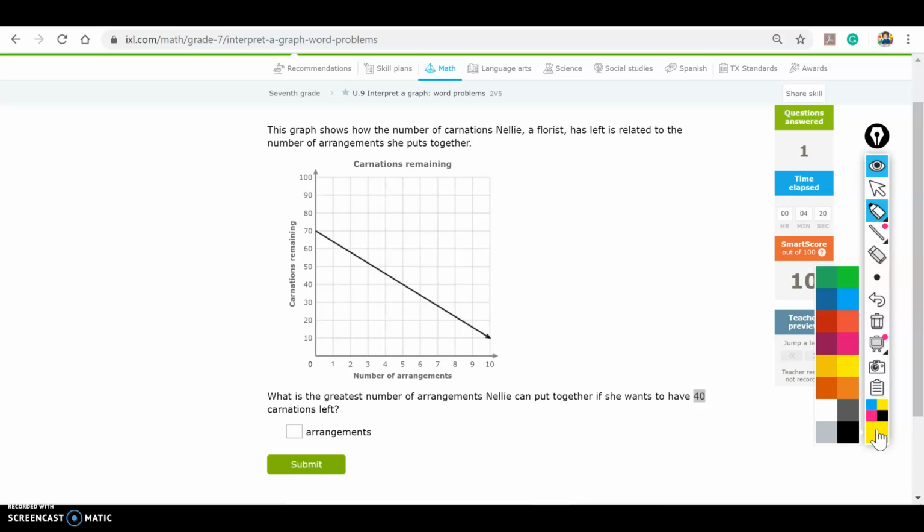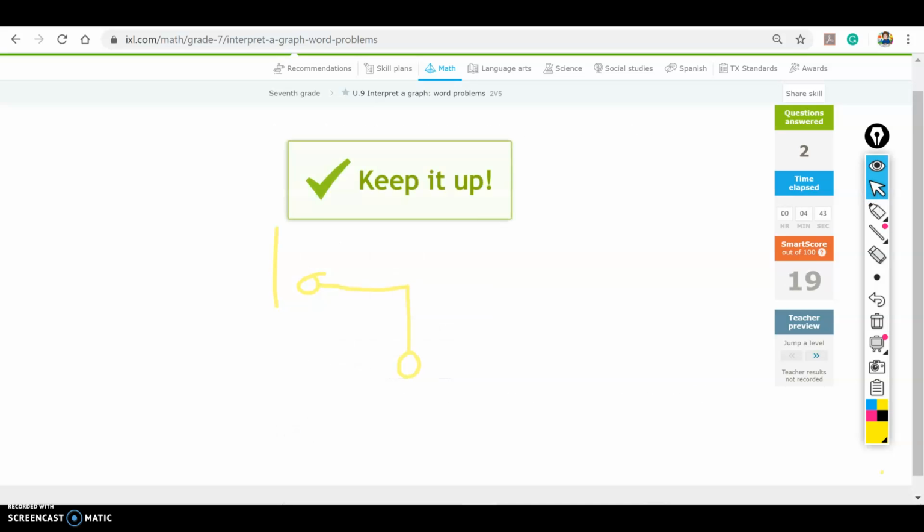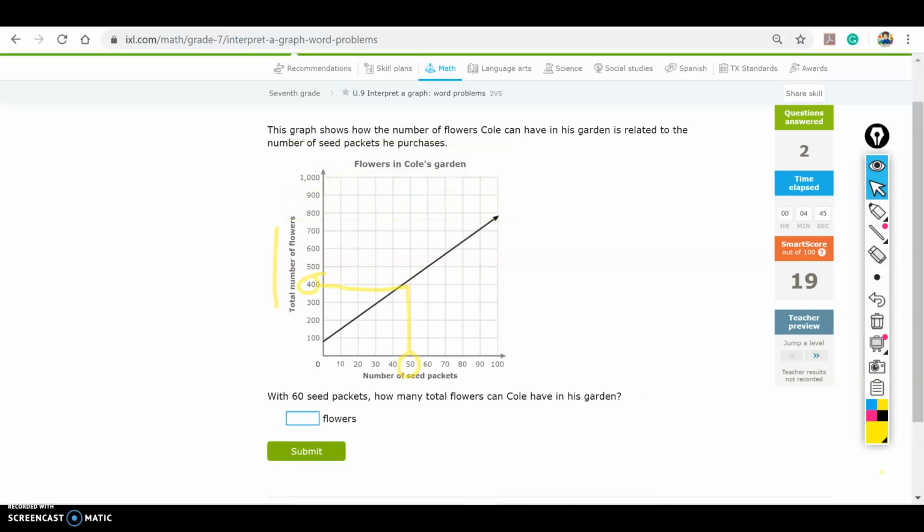Yep. If they're talking about the carnations left, that means we can find it right here, the 40 is right here. I will draw a line that intersects with the line given on the graph, and I will find the x coordinate in this case, which is 5. That means she would be able to do 5 arrangements. So I will put the 5 here. As you can see, it's really simple. I think I'm only going to do maybe 2 or 3 more.